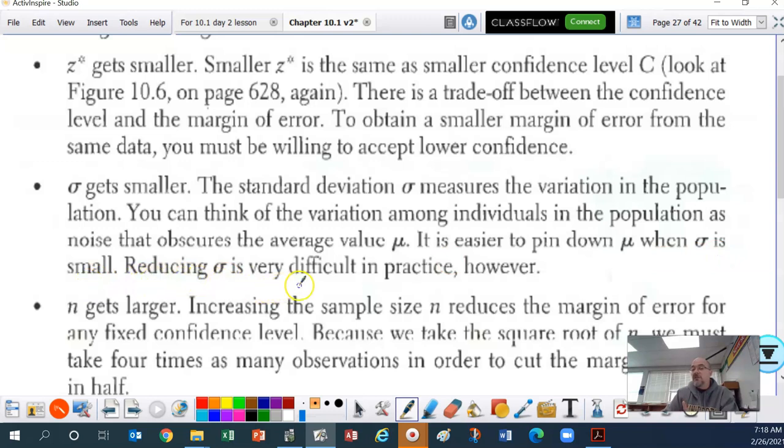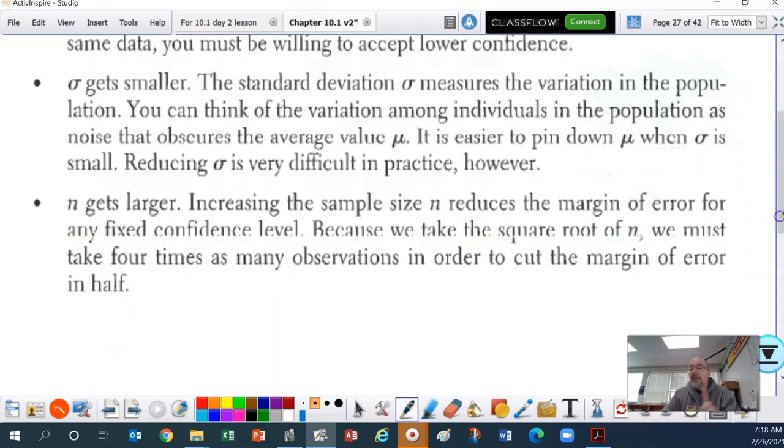Reducing sigma is very difficult in practice, however. They like to ask questions about these. What's your knowledge of how things affect your confidence interval? Okay, and they love asking these types of questions, especially on the multiple choice portion. As n gets larger, increasing the sample size reduces the margin of error for any fixed confidence interval.